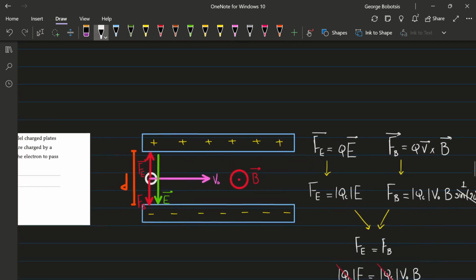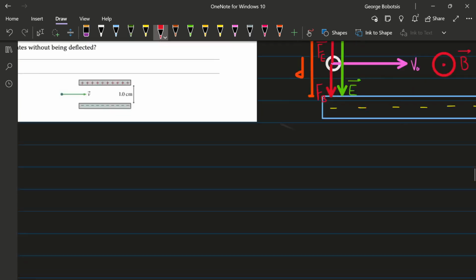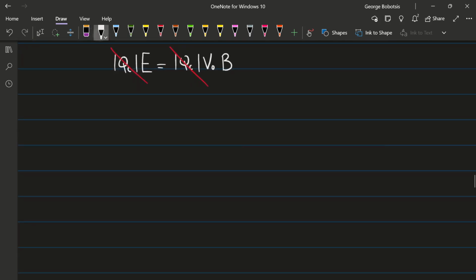see. What does it ask? The plates are separated by 1 centimeter and are charged by a 200-volt battery. We'll get to why this is important in a second. It affects the electric field. What magnetic field strength and direction will allow the electron to pass between the plates without being deflected? So, what magnetic field strength? B equals E over the speed of the electron. That's the strength that is required.